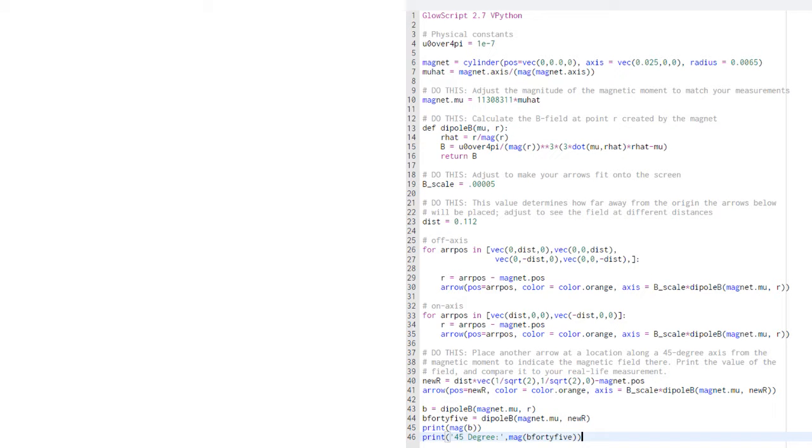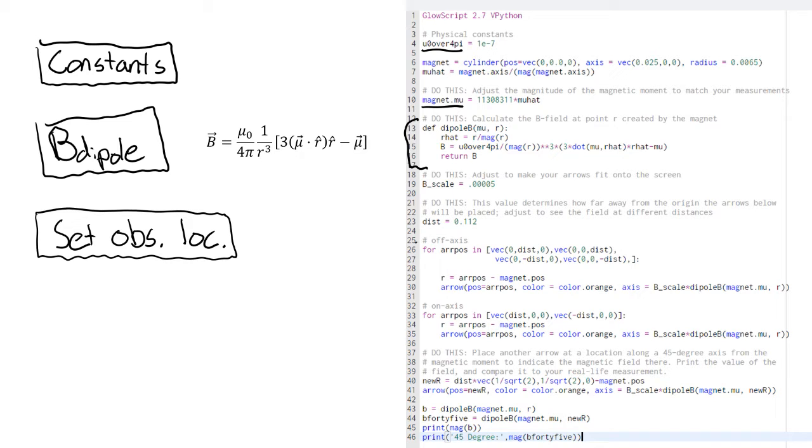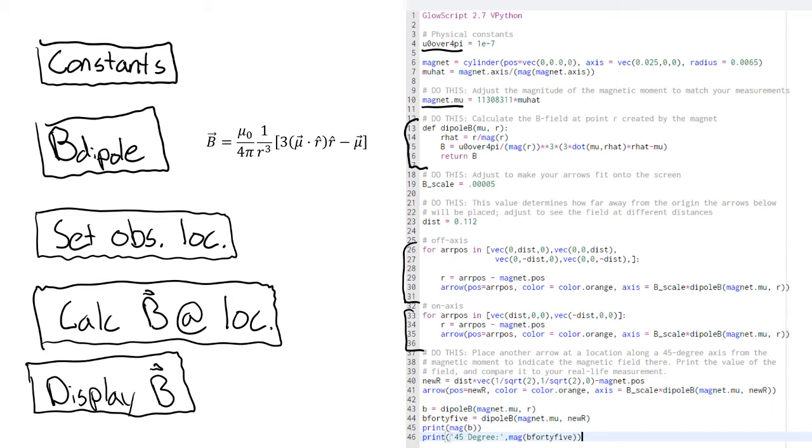This can further be confirmed using computer-aided modeling of the system being examined. In this program, a magnet is created and several observation locations are examined around it. This is done by first establishing constants such as mu naught over 4 pi, as well as the mu value that was calculated previously. From here, a function is created that determines the magnetic field at a location using this equation. This function is then called after observation locations are created at varying locations a set distance away from the magnet. The resulting magnetic field vectors are then displayed using arrows, and the magnitude is printed for certain observation locations.